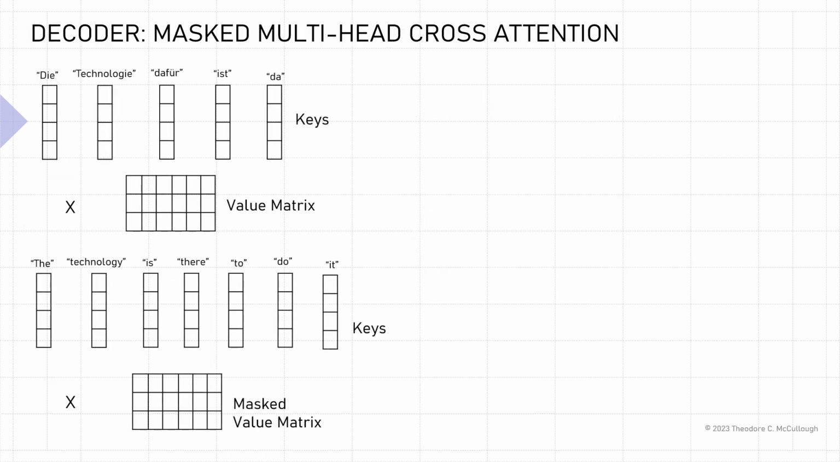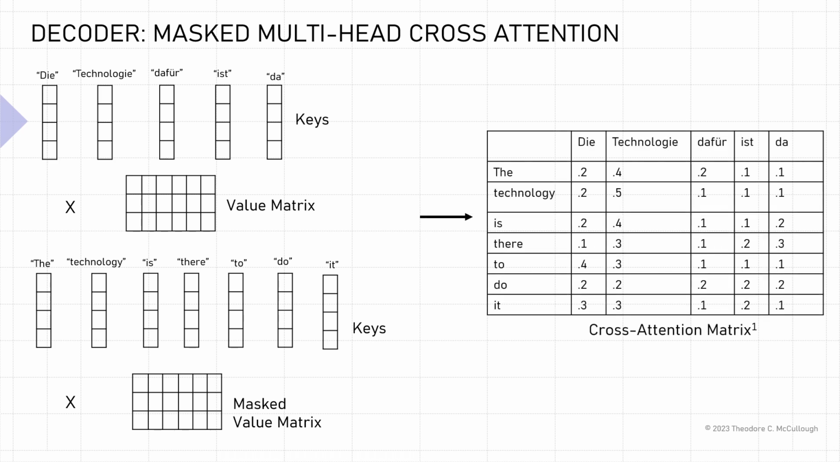Shown here is the process to create a cross-attention matrix, namely the key value matrices from the encoder and the masked value matrices from the decoder are combined, and a product-wise matrix in the form of a cross-attention matrix is generated, showing the relative strengths between the input sequence and the output sequence.